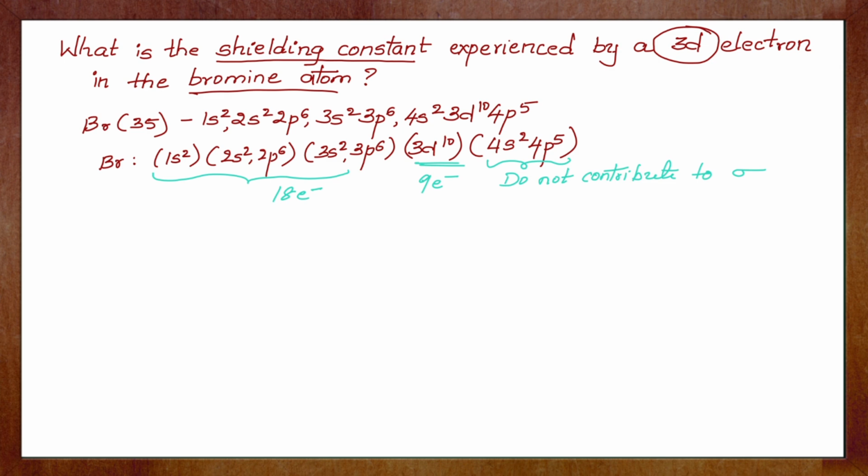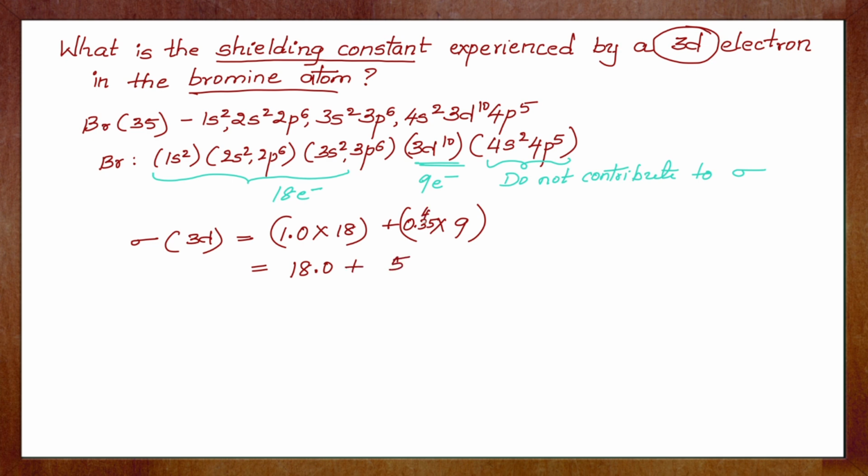So now let us calculate the shielding constant for the 3d electron here. We have 18 inner electrons and their contribution is 1.0, right? 1.0 into 18 plus we have 9 electrons in the d orbital and they contribute 0.35. So we have 18 into 1.0 is 18.0 plus 9 into 0.35 is 3.15. Now 18 plus 3.15 is 21.15. So this is the screening constant that is experienced by the d electron in the bromine atom.